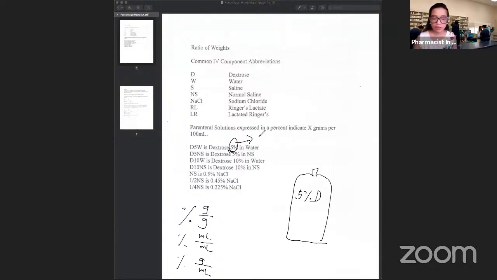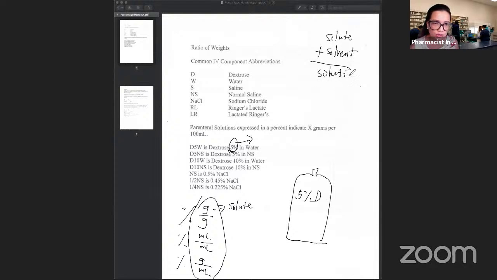So here we go. This you won't see, but know that strengths and concentration of drugs may come in 3 of these forms. And always remember that the grams on top is your weight of solute. Let me talk about solute, solvent, and solution. Very, very important terminologies. Solute plus solvent equals solution.